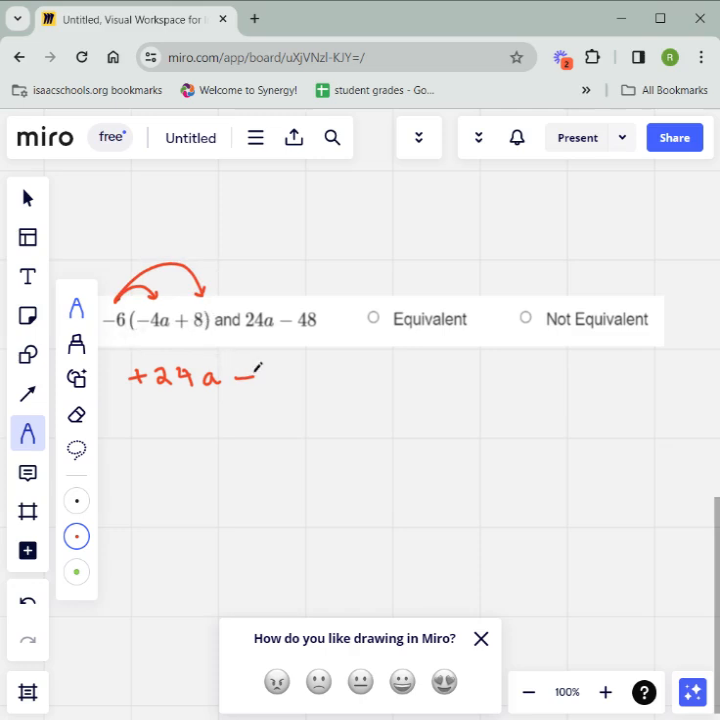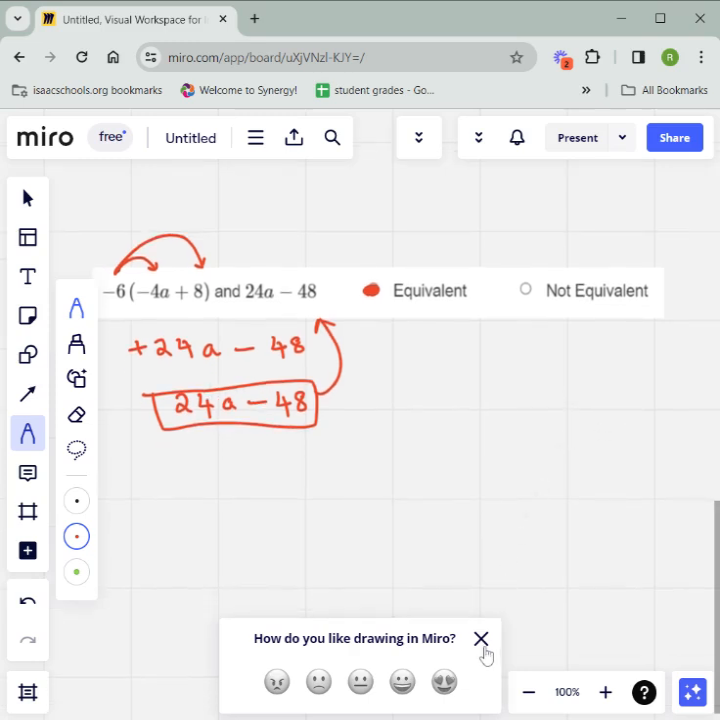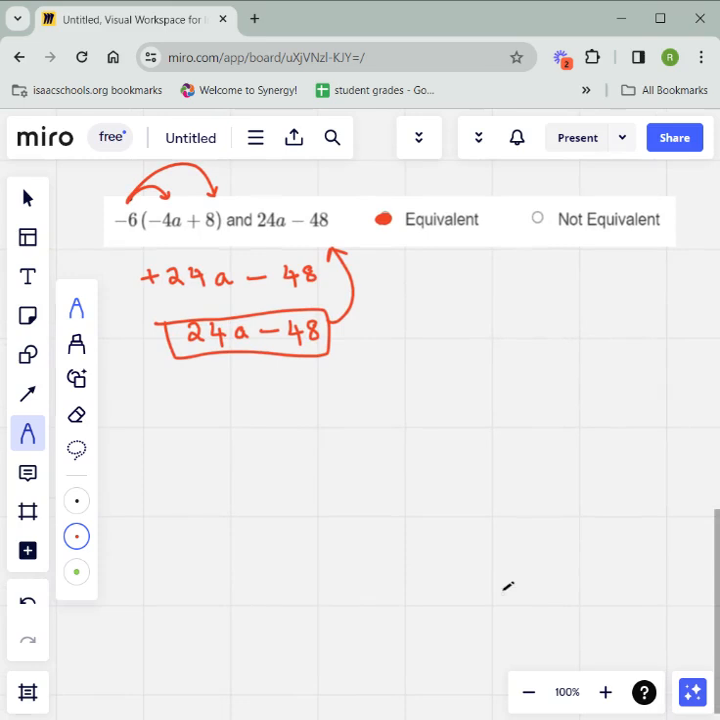6 times 8, 48. So if I see plus 24a minus 48, and then I see the no sign, that means they're pretty much the same, because for plus you don't need to write a sign. So you can write 24a minus 48. So I see the same thing as here. So that's equivalent. Okay, so you try the same way, the last question. So that way you can get through the answer out there too.